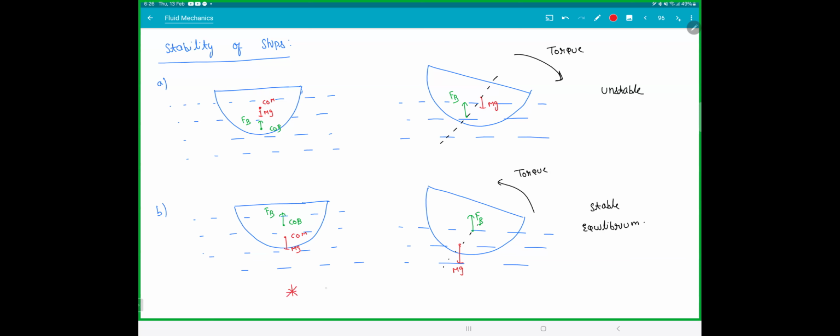So while building ships, this is what you do. For stability, the center of mass has to be below the center of buoyancy force.